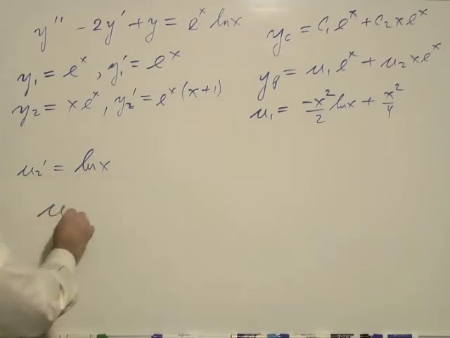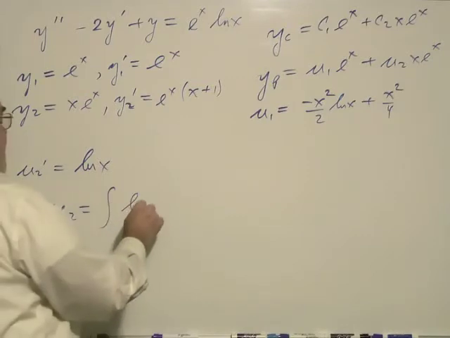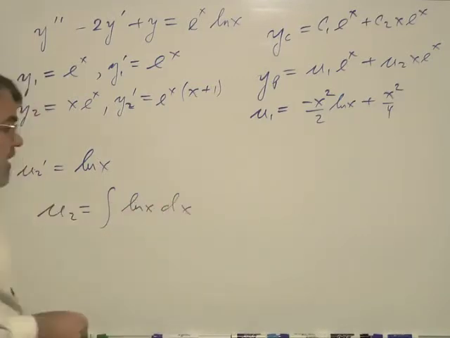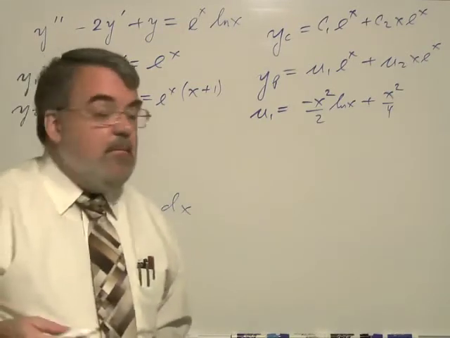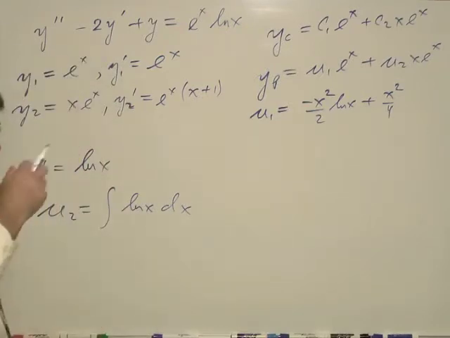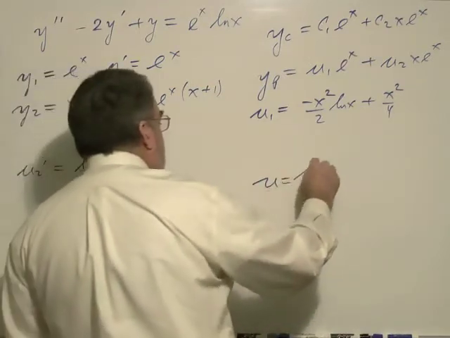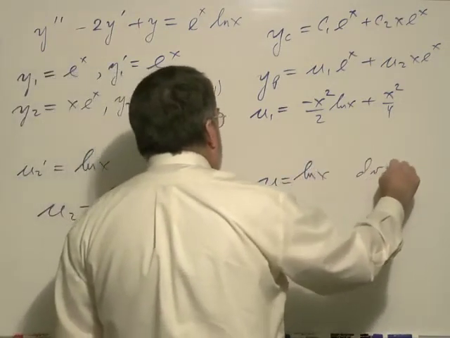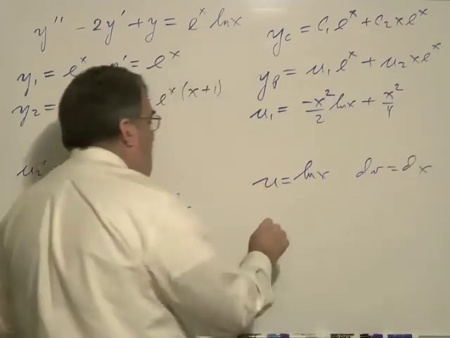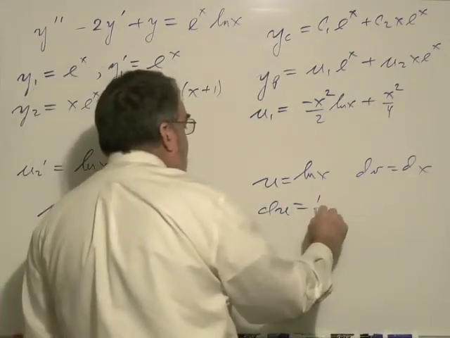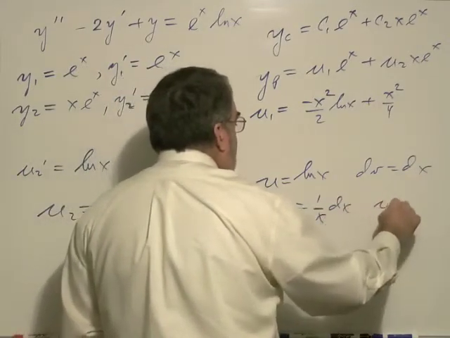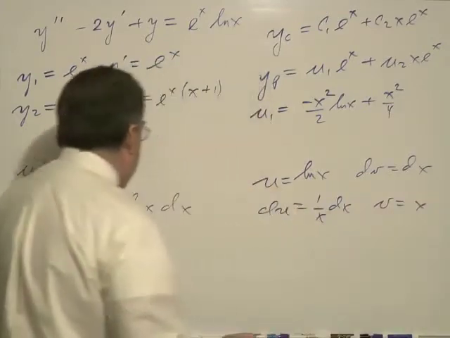So u2 will be the integral of natural log of x dx. And you can look that up in a calculus book probably and find it. I'm going to solve it. It's a classic integration by parts problem. And we solve it by letting u equal natural log of x, dv equal dx, and then du would be 1 over x dx, and v would be x.